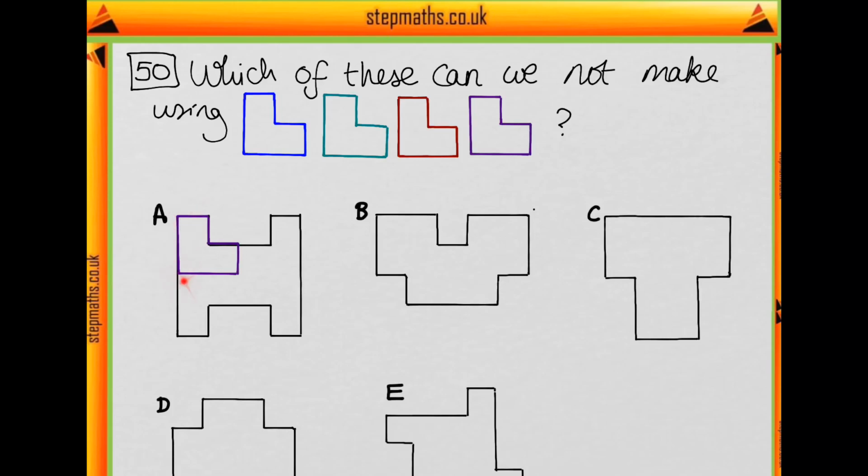Well, we can put the first one here, and then you should be able to see that we could fit 3 more like this to make up A, so our answer isn't A. Why don't you see if we can do something similar with B?